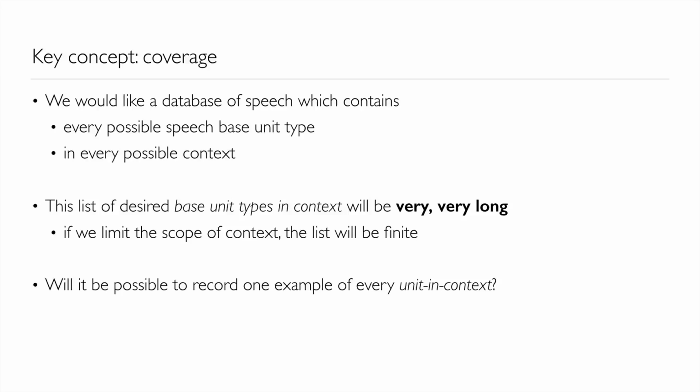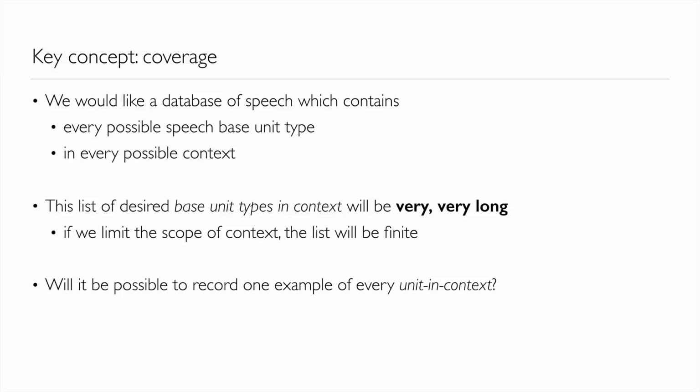If we would like to build a database of speech which literally contains every possible speech base unit type, for example, each diphone, maybe there's 1,000 to 2,000 different diphone types, each occurring in every possible linguistic context, that list will be very, very long. Even if we limit the scope of context to just the preceding sound, the following sound, and some basic prosodic features and positional features, this list will still be very, very long. So we have to ask ourselves, will it even be possible to record one example of every unit in context?